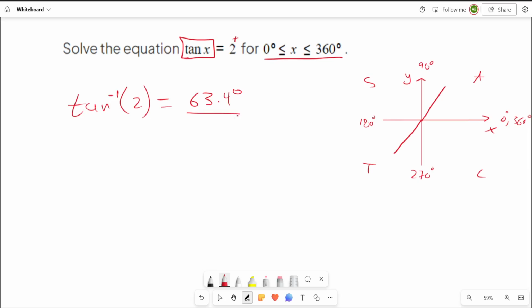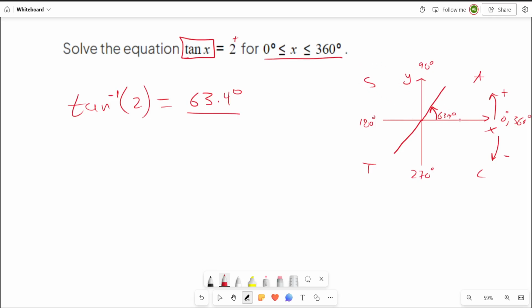Now I'll start with my base angle. I know that anti-clockwise is positive, clockwise is negative. So I'm going to start from my positive x, moving clockwise 63.4 degrees. This is my first answer.